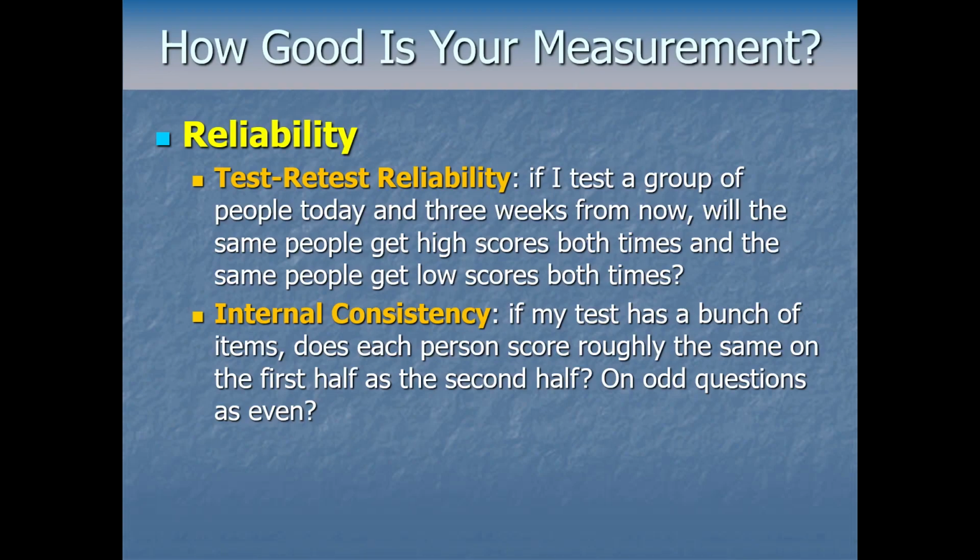Are the people who score high in the first half of my narcissism questions the same people that score highest on the second half of the questions? Do they score roughly the same on the odd questions as the even ones? Basically, is the measure, the set of questions, reliable internally? That's what internal consistency is about.